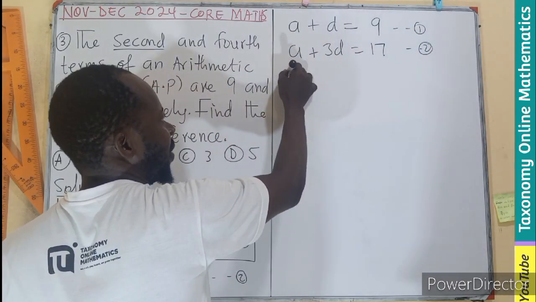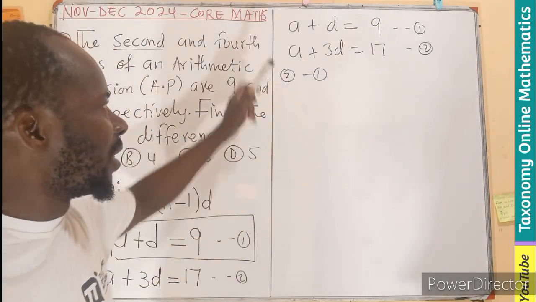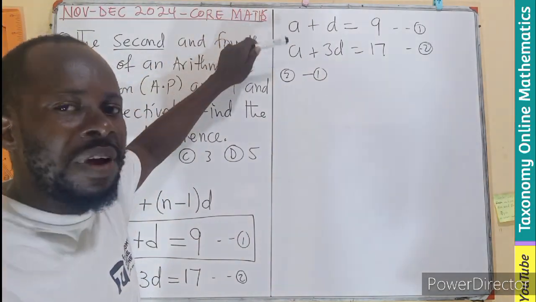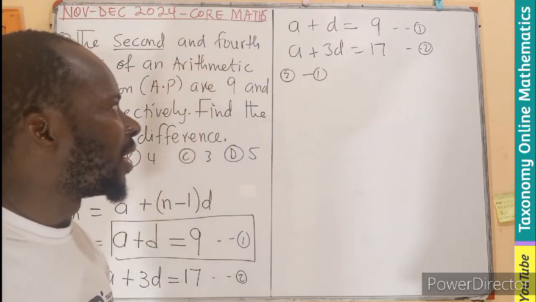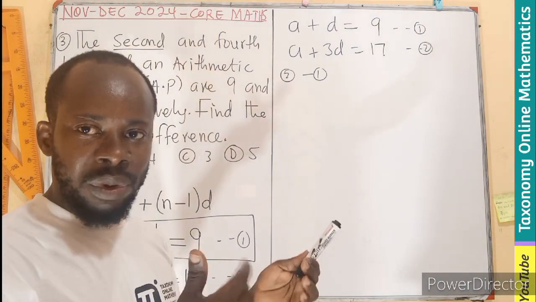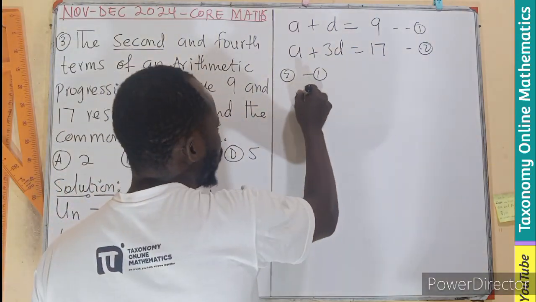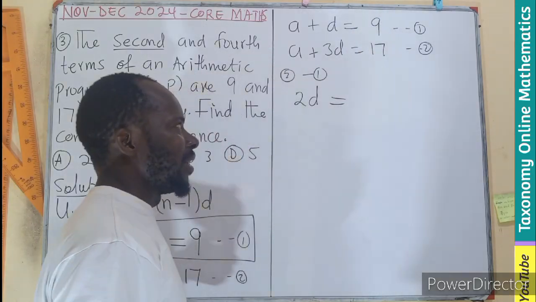I'm going to subtract equation 2 minus equation 1, since I'm having the same coefficient in the first variable. So a minus a will be 0, that will be eliminated. Then 3d minus d, there are 3 of the d's, we take away 1, you'll be left with 2d equal to 17 minus 9.